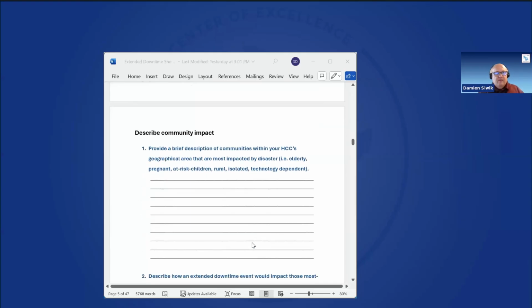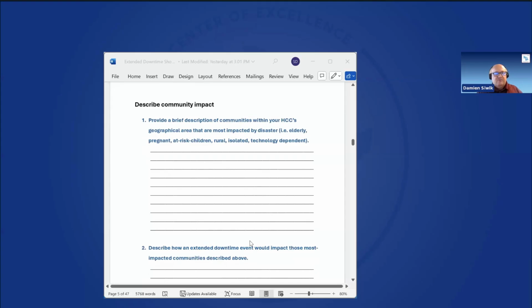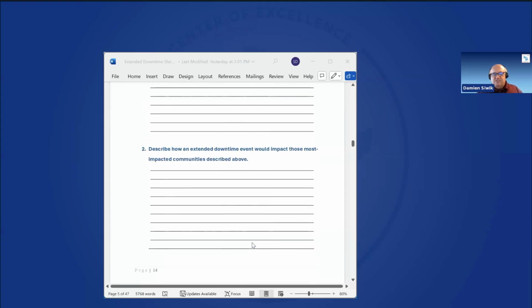And the final two questions for the extended downtime assessment are, of course, the community of impact. Question number one, I guarantee you've seen before, already have a copy and paste answer: a description of the communities within your healthcare coalition most impacted by disaster. And then question number two, how would an extended downtime impact that particular community?